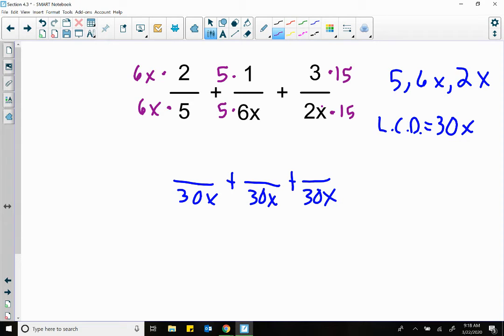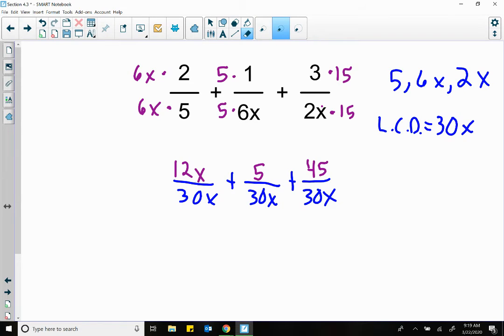So let's get our new rationals. 6x times 2, 12x. 5 times 1, 5. 3 times 15, 45. And now you're right back to what we started with at the beginning of this lesson.